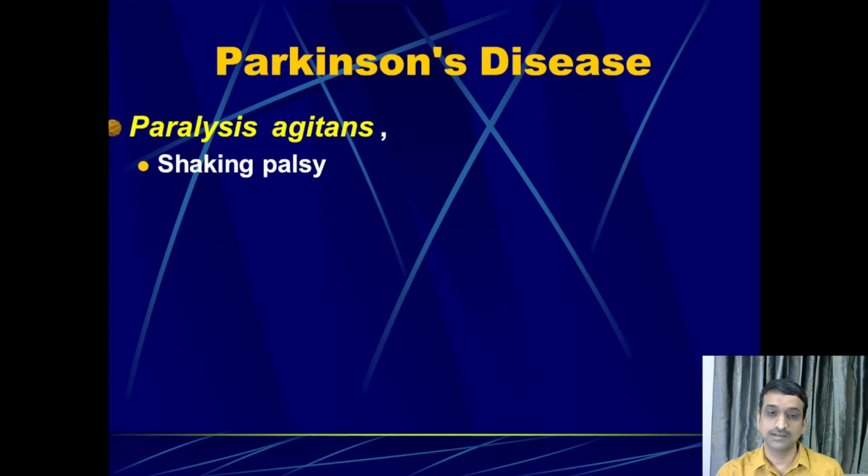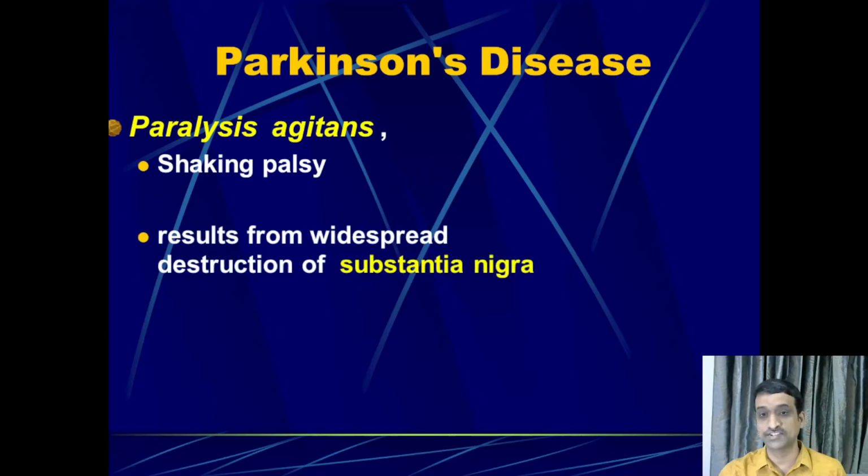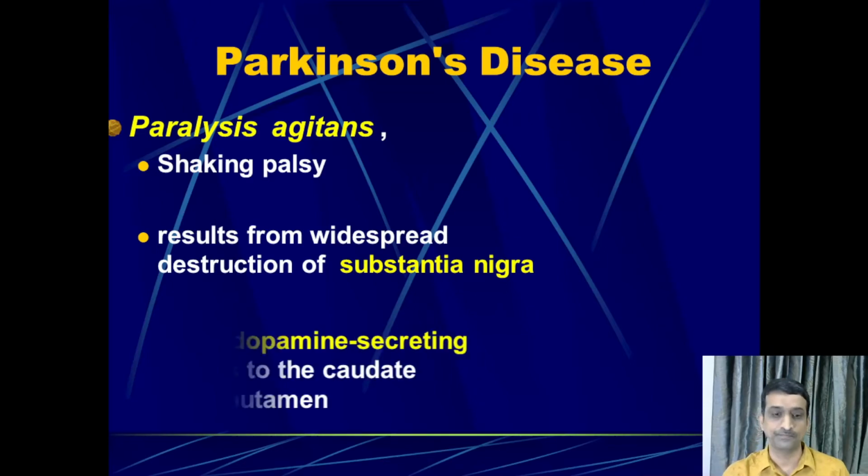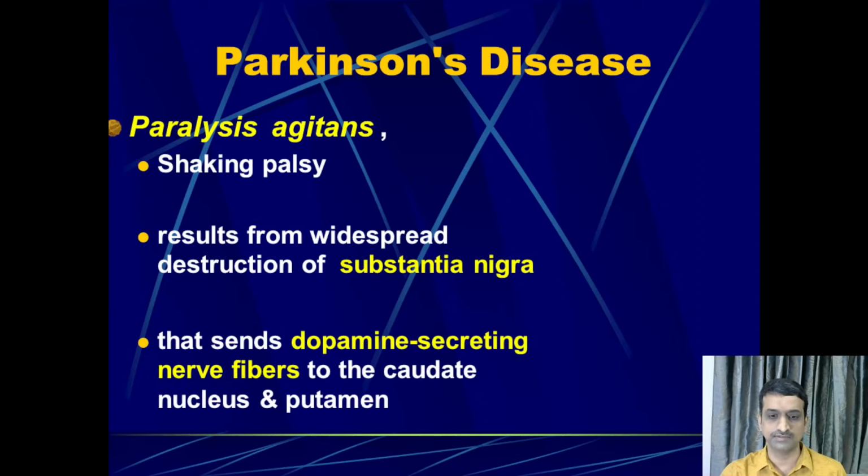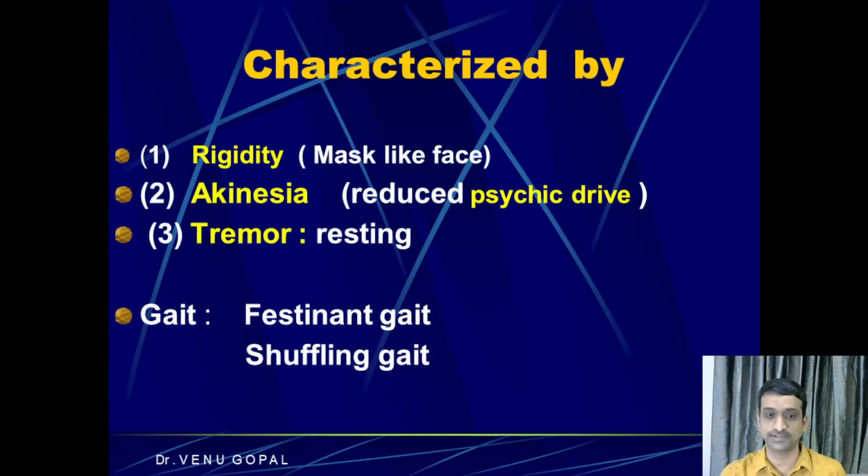Then come to the applied aspect, which is interesting. The disease is known as paralysis agitans or Parkinson's disease. Sometimes it is also known as shaking palsy. It is due to widespread destruction of substantia nigra, or you can also say nigrostriatal pathway, because the caudate nucleus and putamen are commonly known as striatum. If the substantia nigra, which is transmitting dopaminergic fibers to this striatum, is damaged, you will get deficiency of dopamine, resulting in Parkinson's disease. So that is the point here given. Dopamine secreting nerve fibers are damaged.